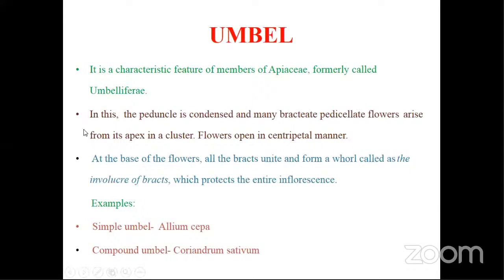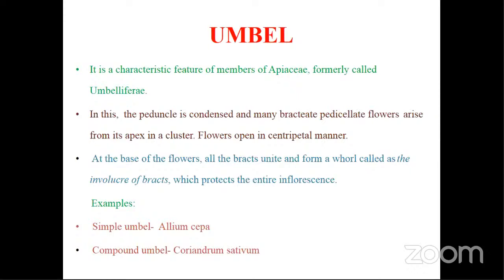Right. Umbel is a characteristic feature of members of family Apiaceae. It is named umbel because the inflorescence looks like an umbrella. This is seen in members of Apiaceae, which were earlier called Umbelliferae. In this, the peduncle is condensed and produces many bracteate and pedicellate flowers in a cluster in centripetal manner. It is a racemose inflorescence; one more character is, if the peduncle is condensed, the flowers will be produced in centripetal manner.